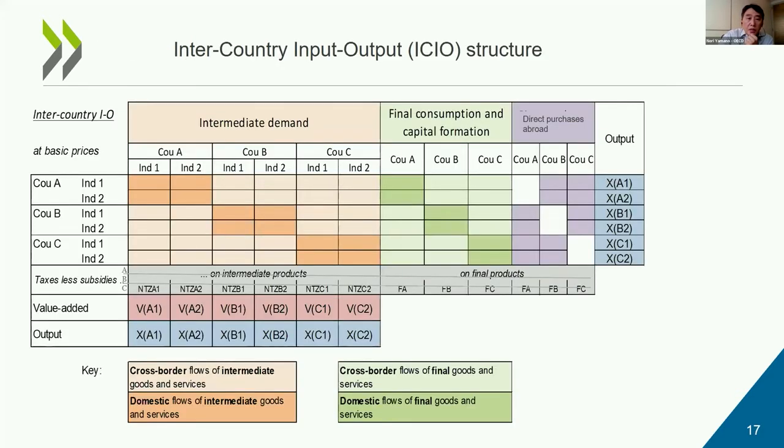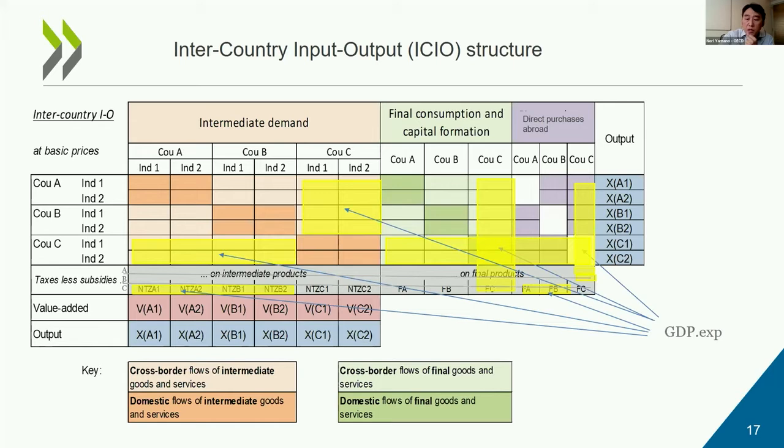The input output structure. So from here, we can have gross imports of each country, gross exports, and of course, we can have GDP in output or income approach from this ICIO, and the GDP in expenditure side. It's a bit complicated to produce from the ICIO, but we can still present it from the ICIO structure.